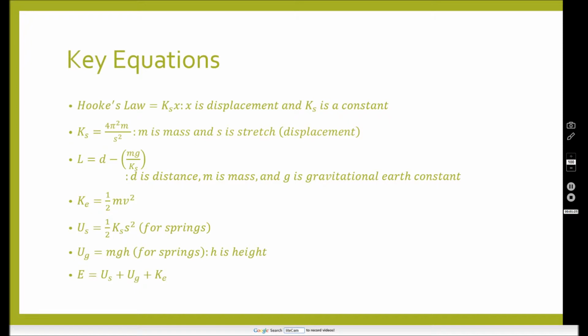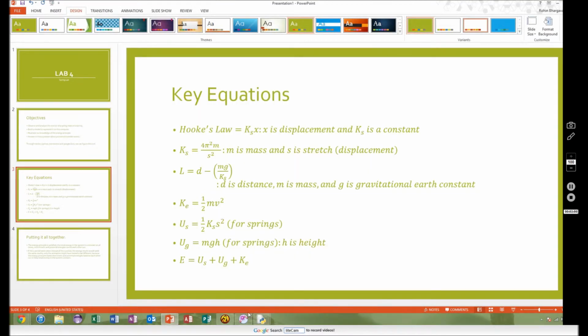And then we have our kinetic energy equation, 1/2 mv squared, our trusty kinetic energy. Then we have our US, which is our spring energy, which is 1/2 the spring constant times the stretch squared. And then we have our potential energy, which is mgh on Earth, where h is height. And then the total energy in the system would be the spring energy plus the potential energy plus the kinetic energy.